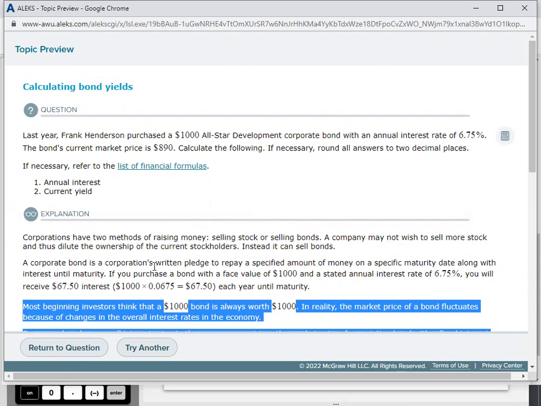A corporate bond is a corporation's written pledge to repay a specified amount of money on a specific maturity date, or end date for that bond, along with interest until maturity. If you purchase a bond with a face value of $1,000 and a stated annual interest of 6.75%, you will receive the face value times the percent, $67.50 each year until maturity. So that's kind of how that goes.